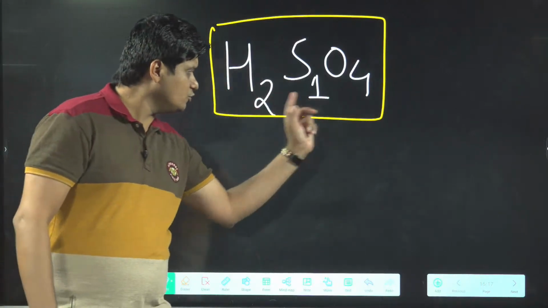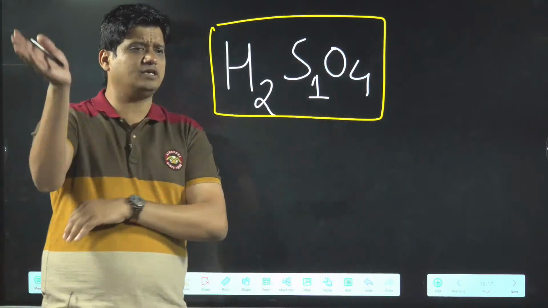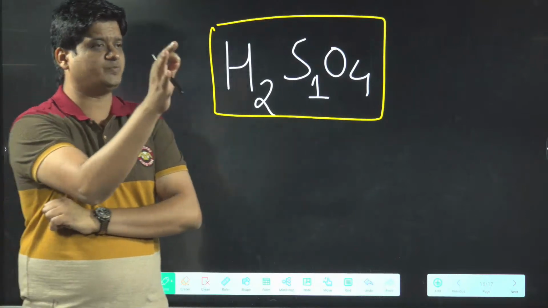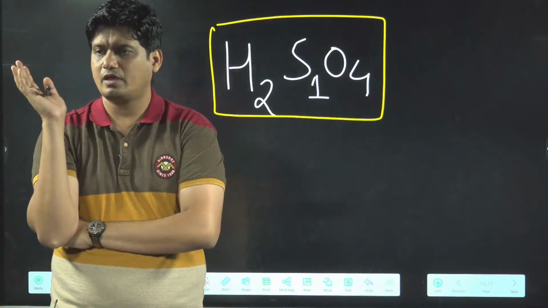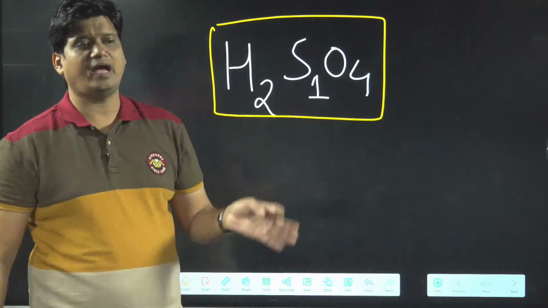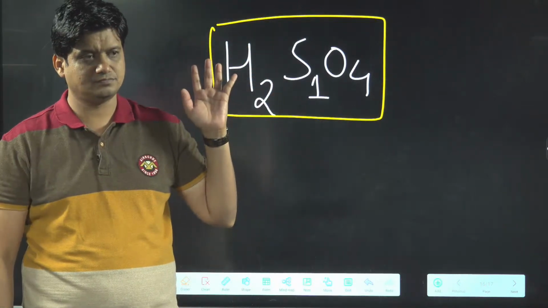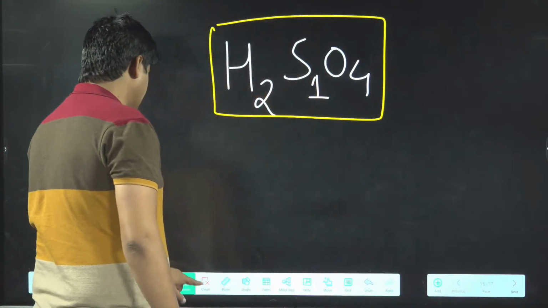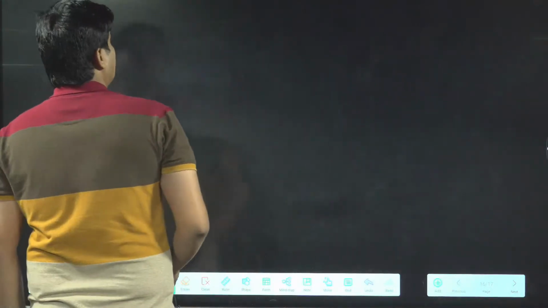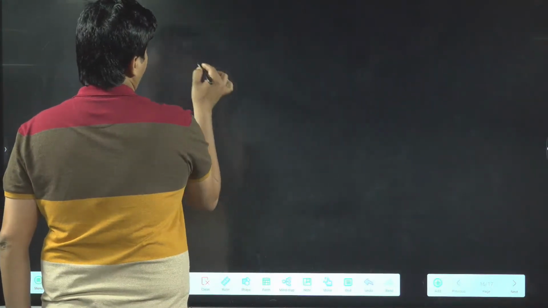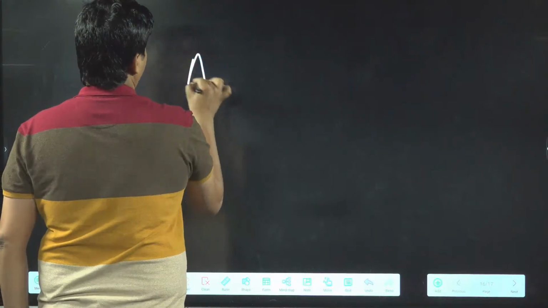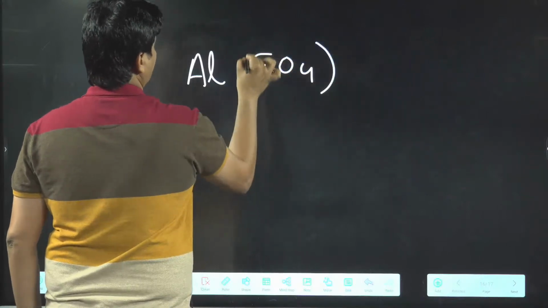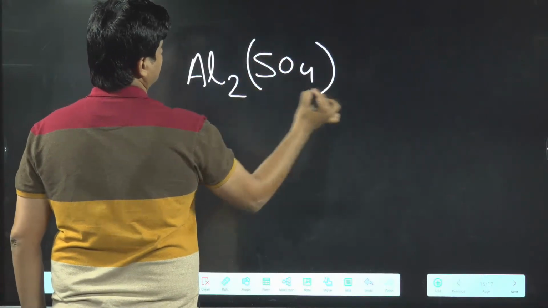Means these numbers 2, 1, 4 or whatever it is for a different molecule, they can be directly used with respect to two things only. And what are they? They are mole and number. In order to explain this concept more clearly, I'll take another example. Let's say I take the formula of aluminium sulfate. What is the formula of aluminium sulfate? It is Al2(SO4)3.